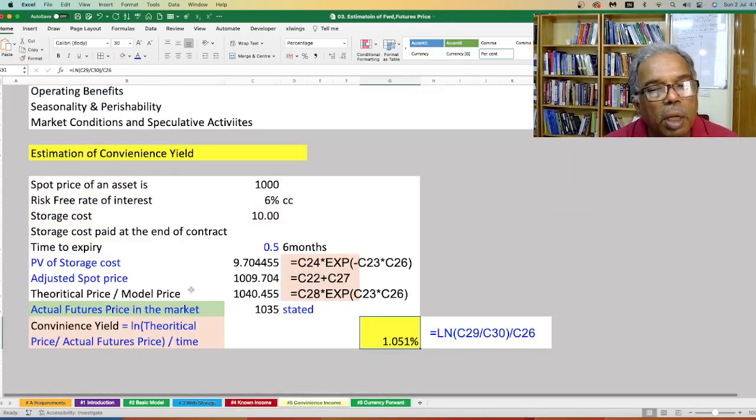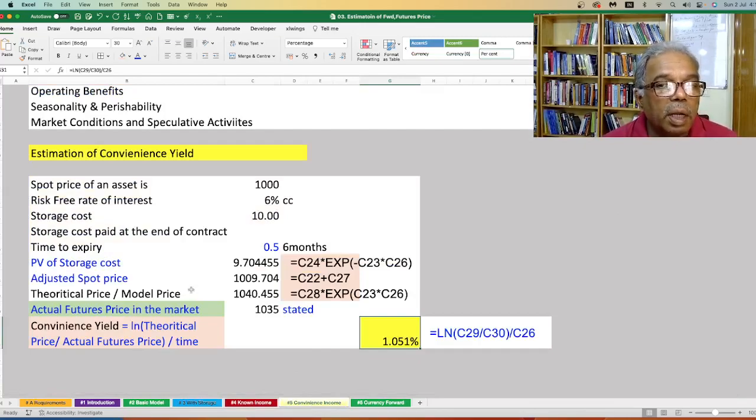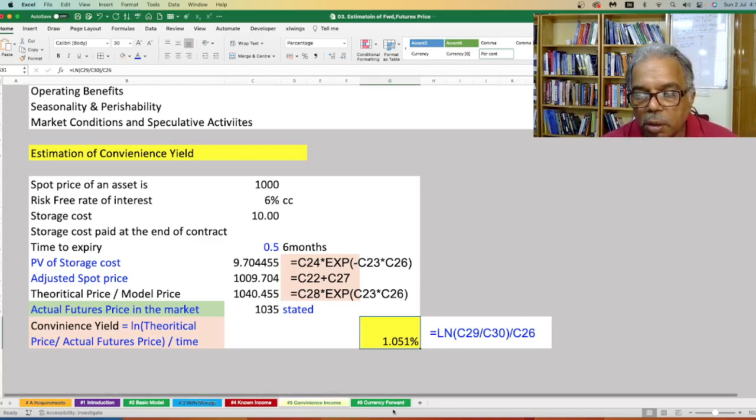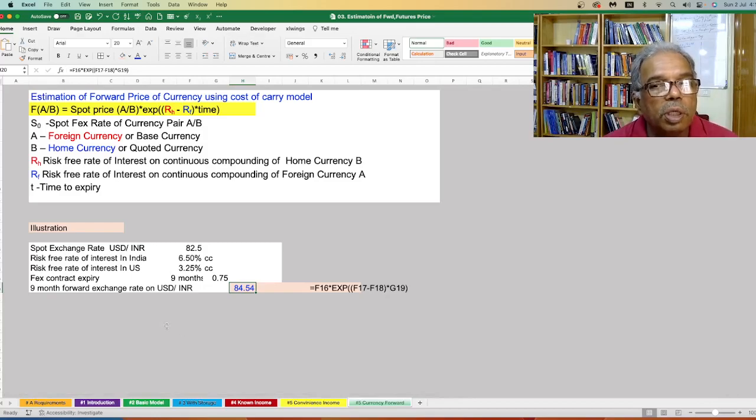Then how to calculate the convenience yield. Convenience yield is nothing but the logarithm of the theoretical forward or futures price divided by the actual market price, divided by time. We also calculated the currency forward using cost of carry, with the spot rate into exponential the home currency interest rate minus the foreign currency interest rate, into the time. Instead of saying home currency interest rate, we can also say the quoted currency interest rate for the home currency and the base currency for the foreign currency.